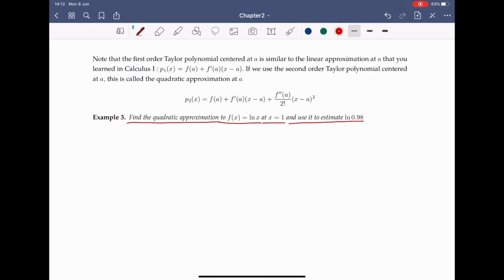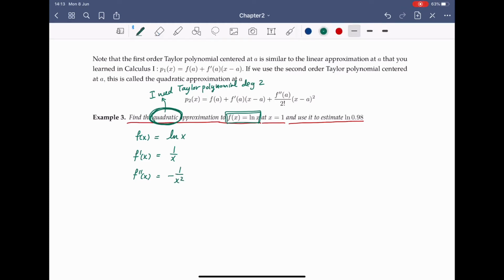So first of all, I am going to find the first and second derivative of f(x), right? Because the question says I need a quadratic approximation, so this means I need a Taylor polynomial of degree 2. So I have f(x) equal to log x. I differentiate one time, so I have f prime of x equal to 1 over x. I differentiate another time, so now I have negative 1 over x squared.